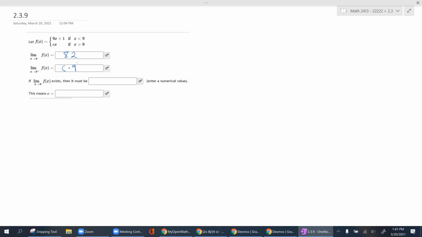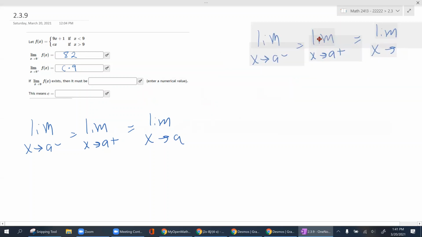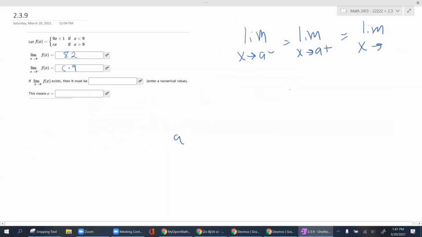So the bottom one has an unknown variable, but the top is an exact value. We said that if the one from the left is equal to the one on the right, then it means that the limit from both sides does exist. For this next part, they're letting me know that the limit from both sides exists. So the limit from it exists.